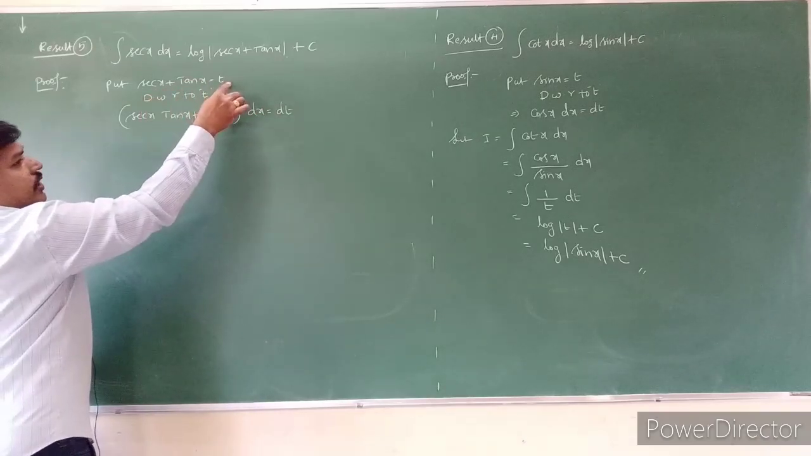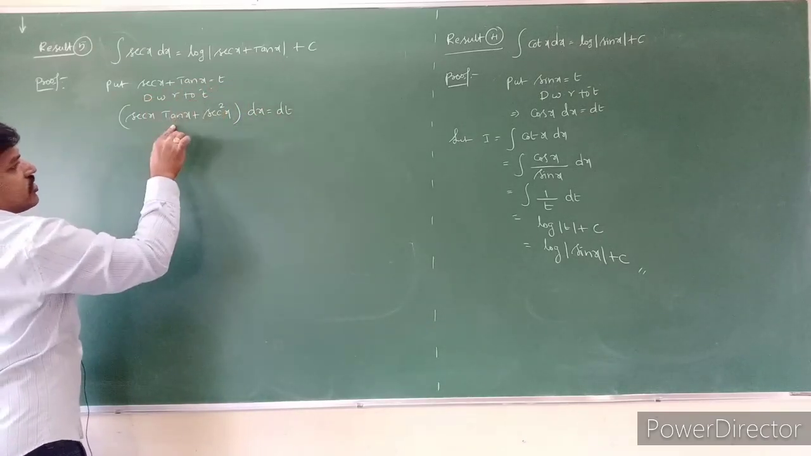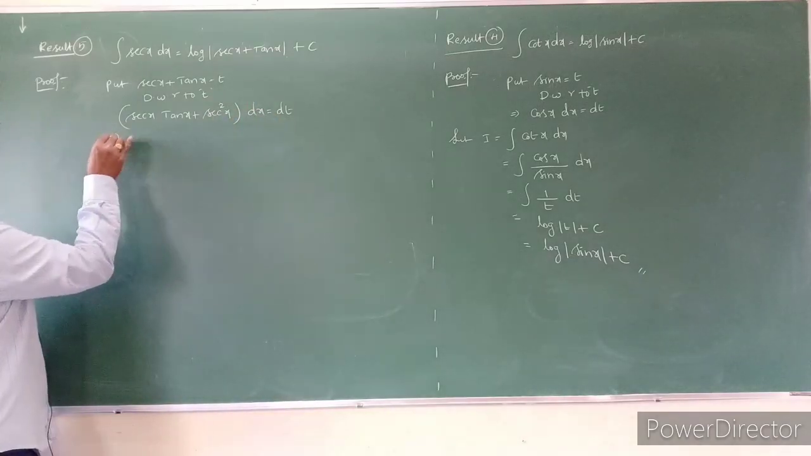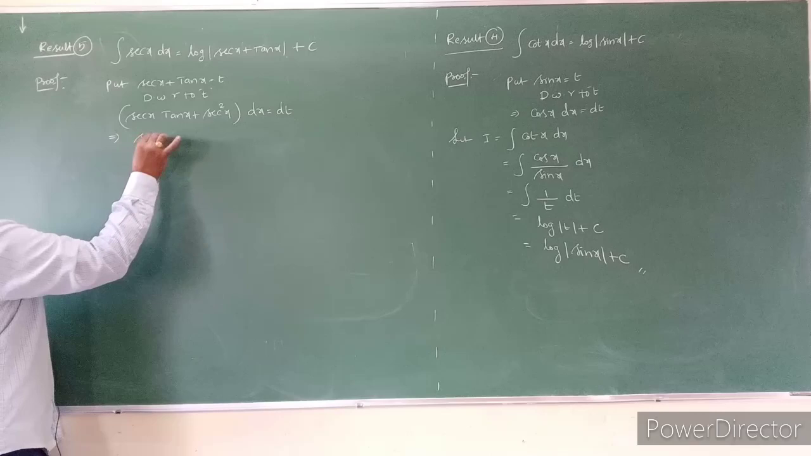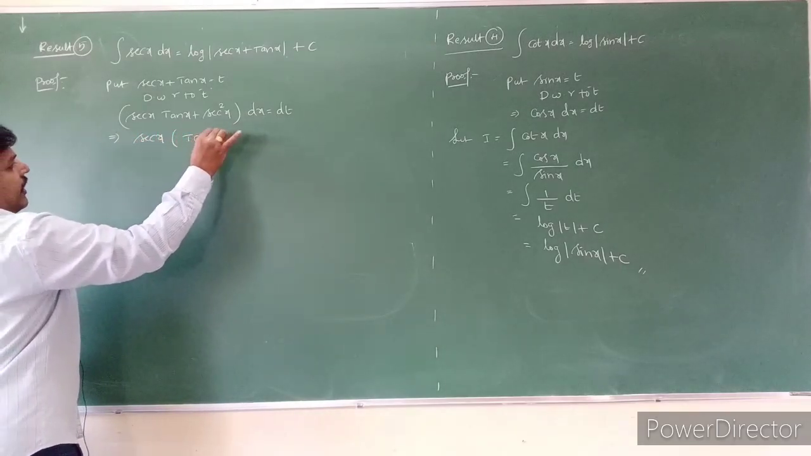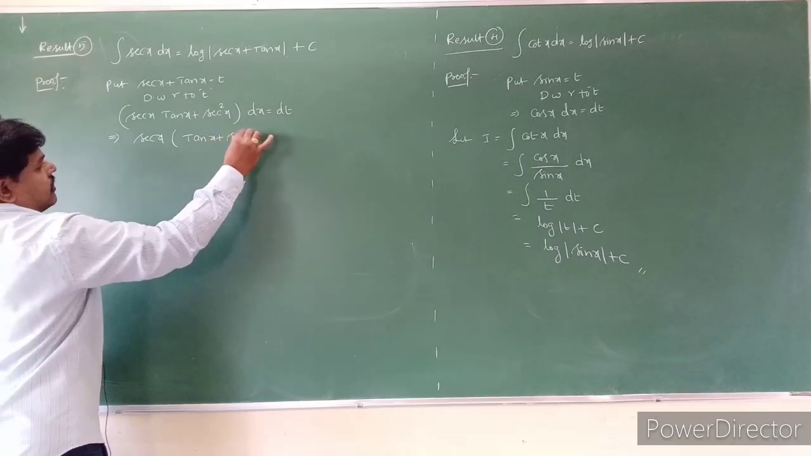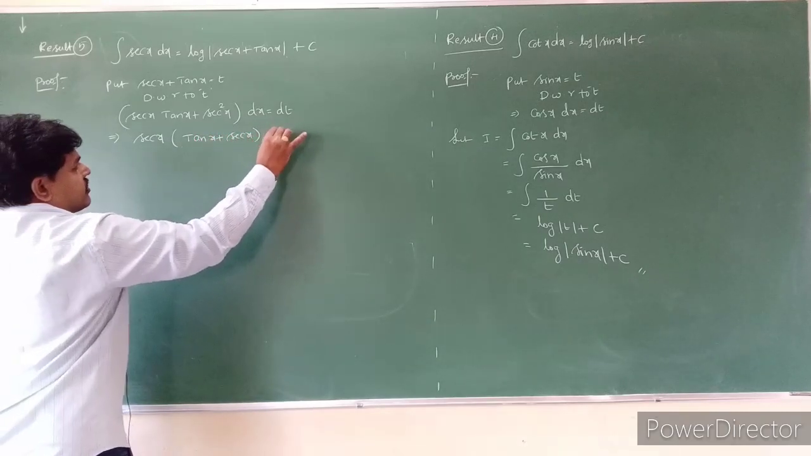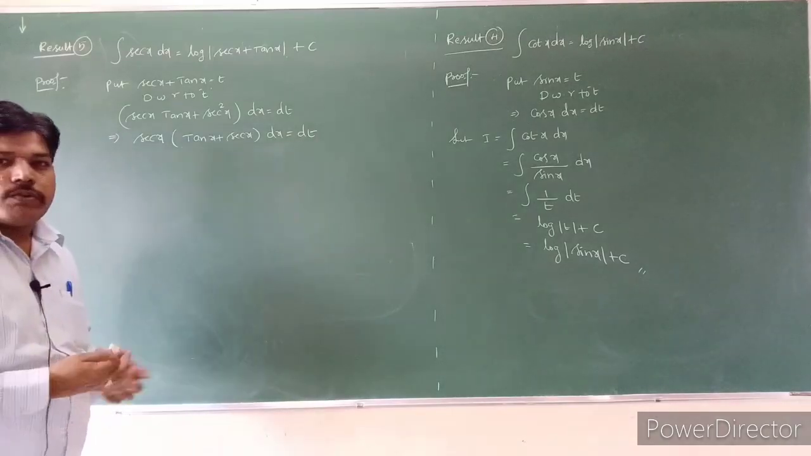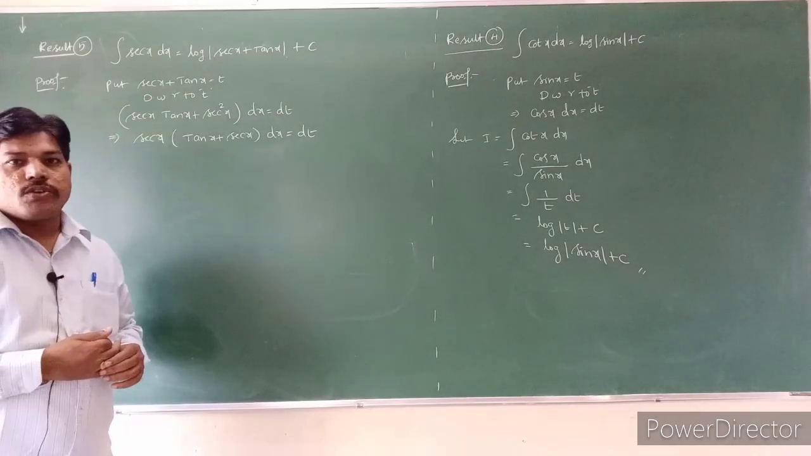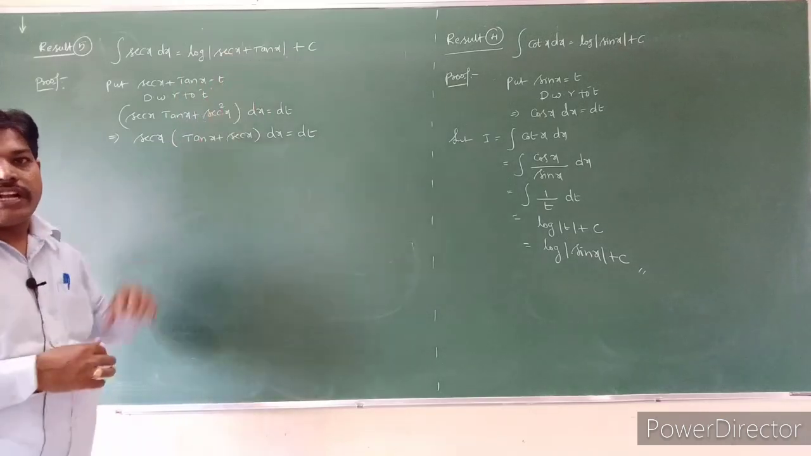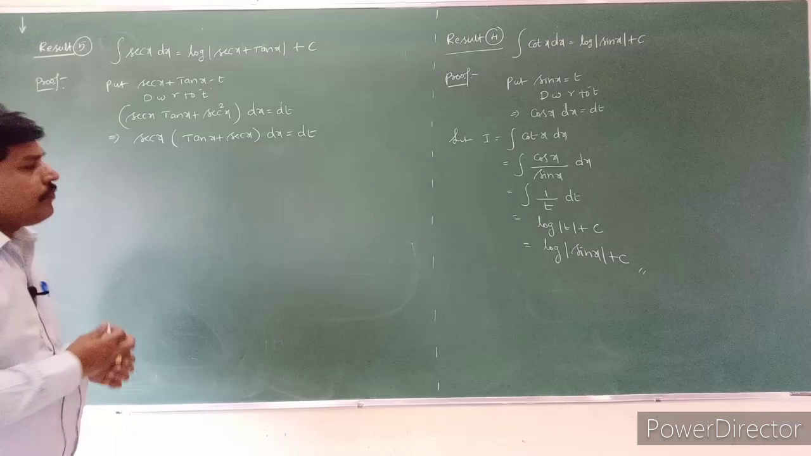Let f of x be equal to t. Differentiate with respect to t: f dash of x into dx is equal to dt. So I will take secant x common here: secant x into tan x plus secant x into dx is equal to dt. Sir, why are you taking secant x plus tan x equal to t? Because that term is already involved in the answer. See why I am taking this condition here.